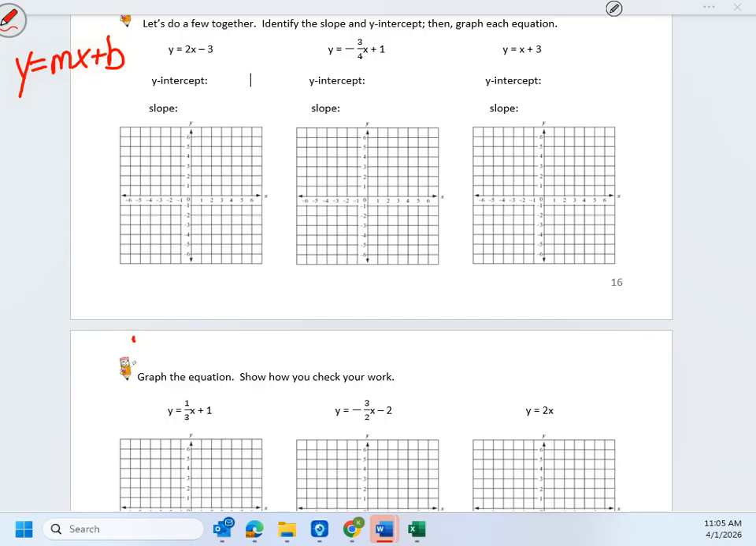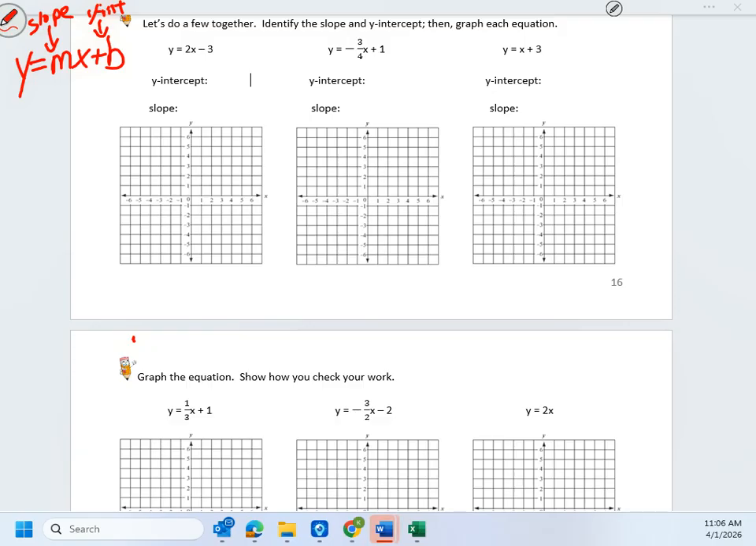Which number is my y-intercept? Henry? 2. So, look up top at what our letters mean. 3. Yeah. Now, we have the y-intercept is the beginning. We have our slope is the m.